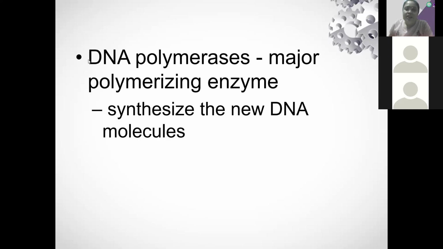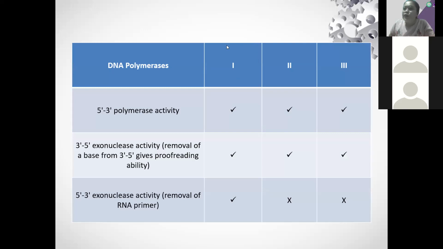And then the major enzyme for DNA replication is the DNA polymerase. Actually, are DNA polymerases. Marami kasi tayong types of DNA polymerases. So sila yung responsible in the synthesis of the new DNA molecules. So take note of the types of DNA polymerases. We have 1, 2, and 3. And then take note of their activities. We have here 5'3' polymerase activity. Ito yung maggagawa na talaga ng new strand.